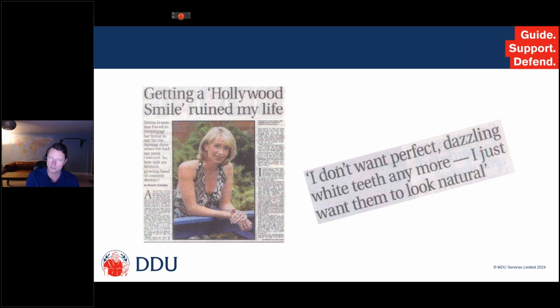So it's worth remembering that it's not just the sort of dramatic risks that we need to be discussing with patients, but it's also the consequences, the inevitable consequences, as that dental treatment inevitably needs replaced down the line.